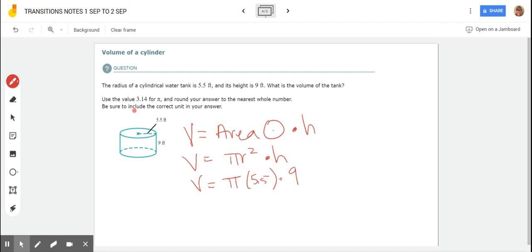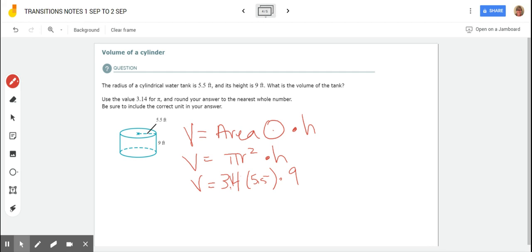Okay? And it says use 3.14. So I shouldn't have written a pi right there. I should have written a 3.14. There we go. 3.14 times 5.5 times 9. Here we go. 3.14 times 5.5 times 9.